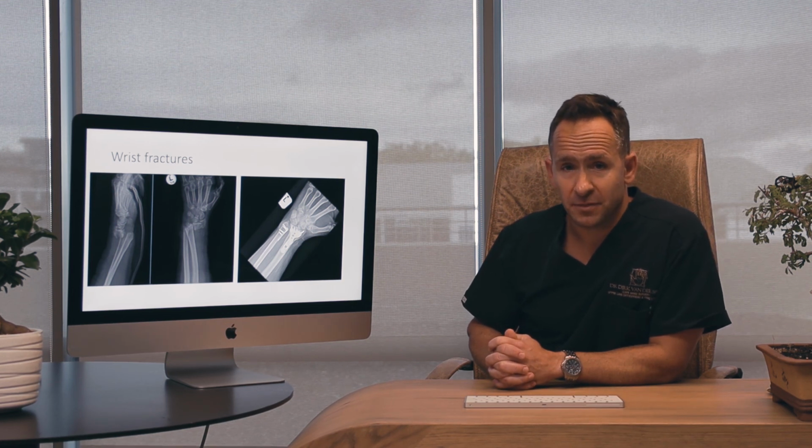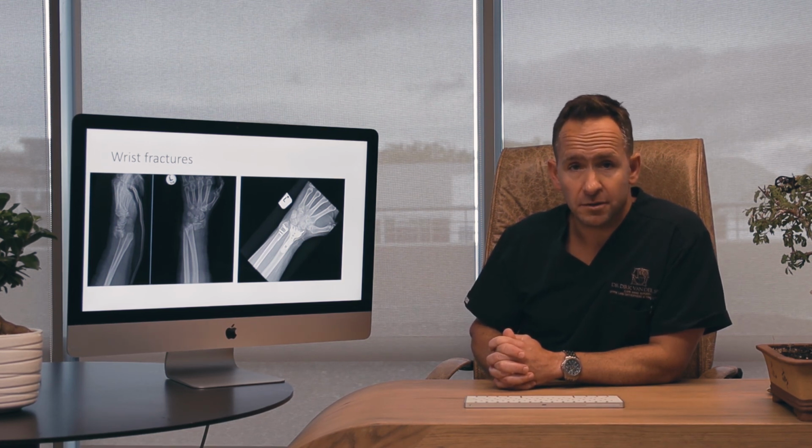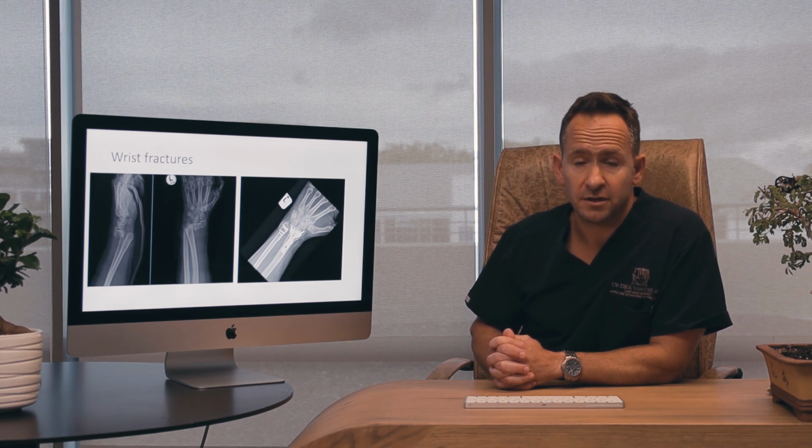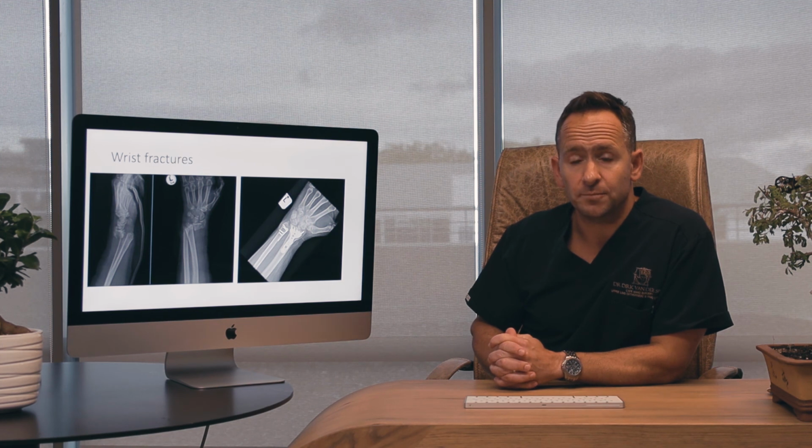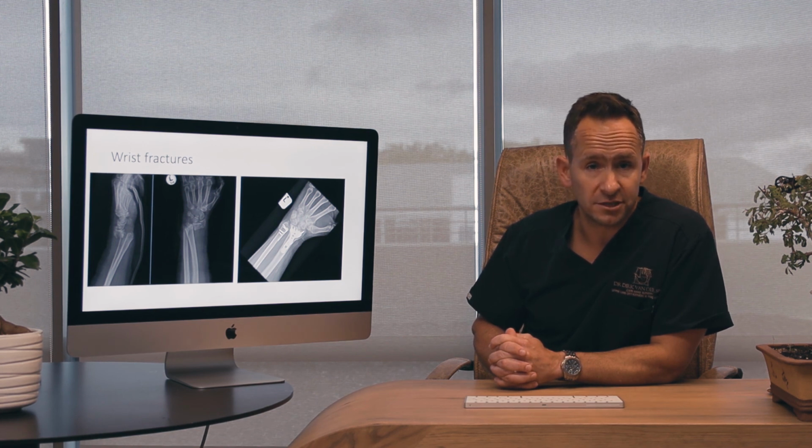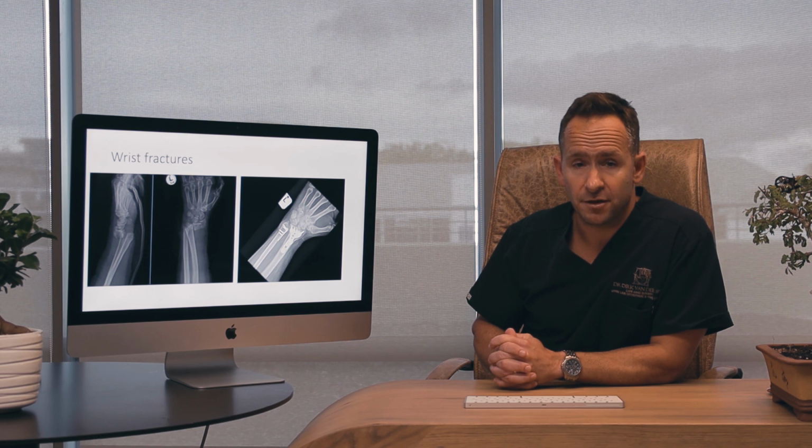So in summary, wrist fractures are very common. Many can be treated conservatively, and decisions should be made whether to operate or not, and in the case of surgical fixation, general outcomes are very good if all the correct lines cross with the correct surgical intervention and the hand therapy rehabilitation afterwards.